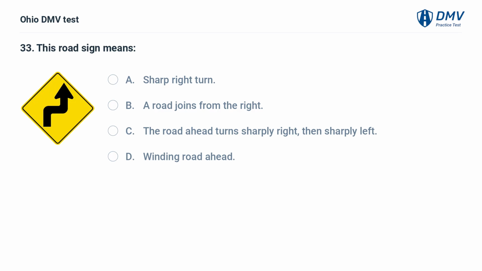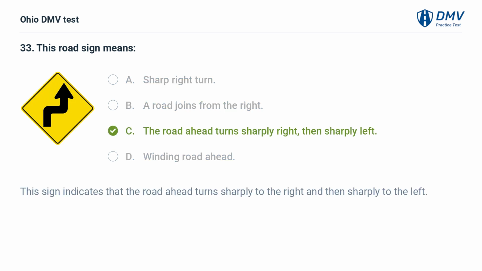This road sign means A. Sharp right turn. B. A road joins from the right. C. The road ahead turns sharply right, then sharply left. D. Winding road ahead.